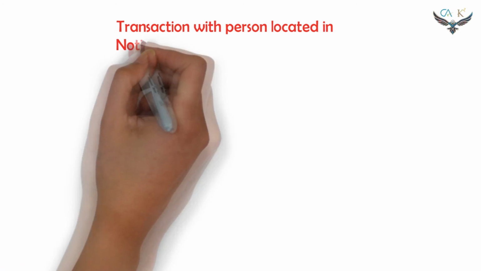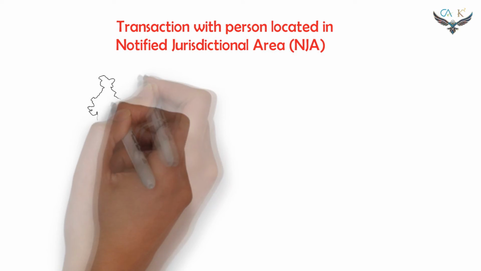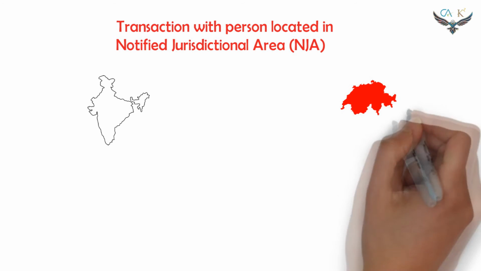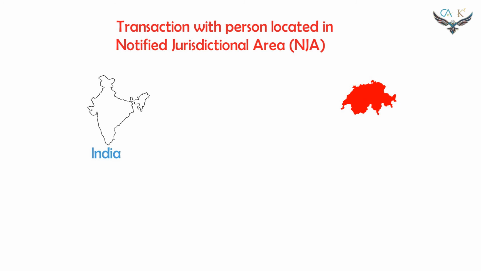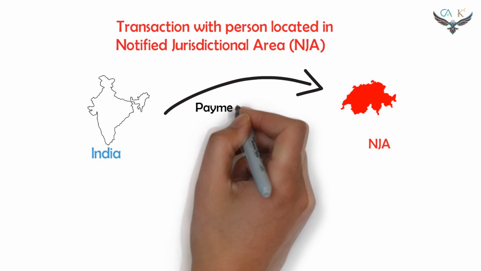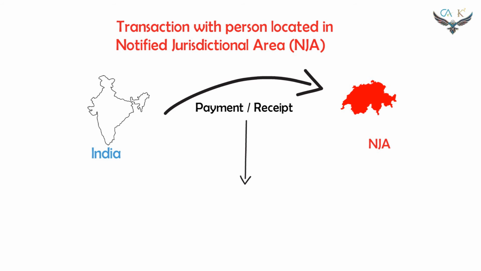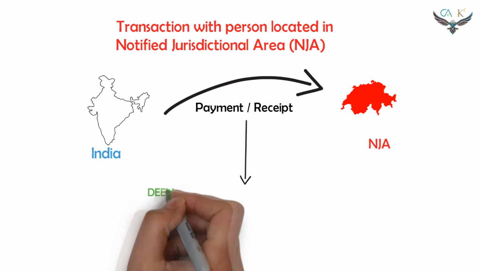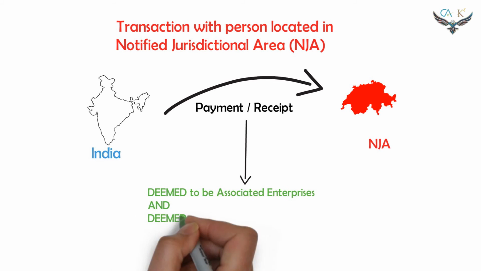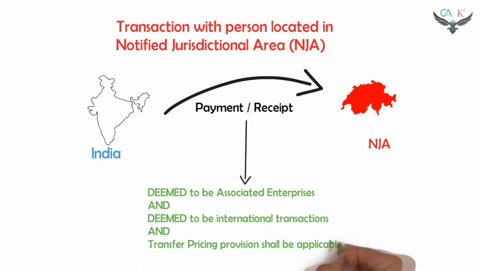Okay guys, now let us see an altogether new topic: transaction with a person located in a notified jurisdictional area. Let us take India and another country which is a notified jurisdictional area. So any transaction between India and the NJA country would be covered under this provision. In case of such a transaction, all the parties to the transaction would be deemed to be associated enterprises and the transaction would be deemed to be an international transaction, and the transfer pricing provision would be applicable without any exceptions.